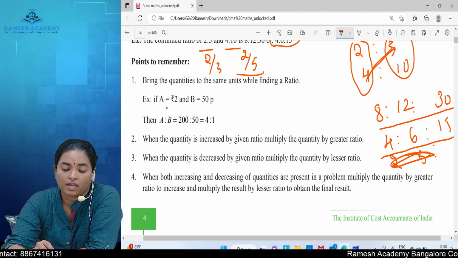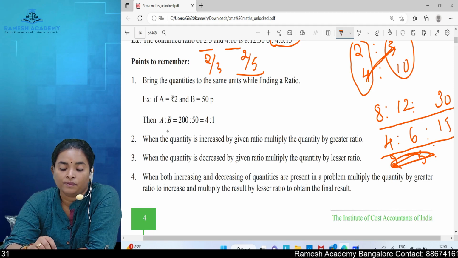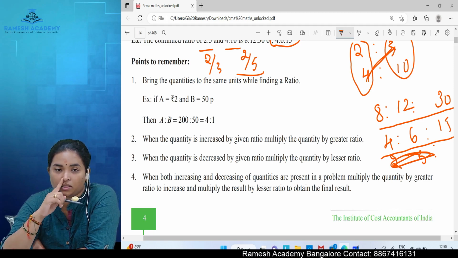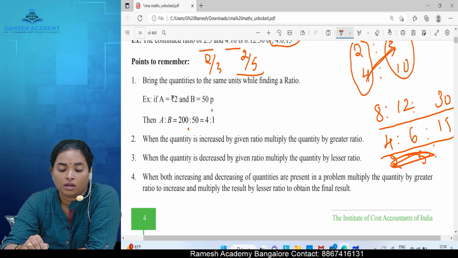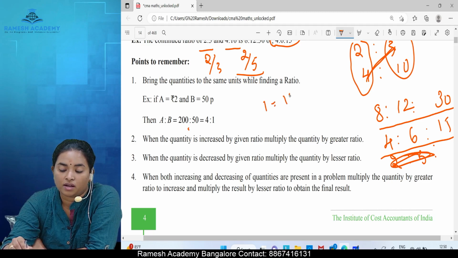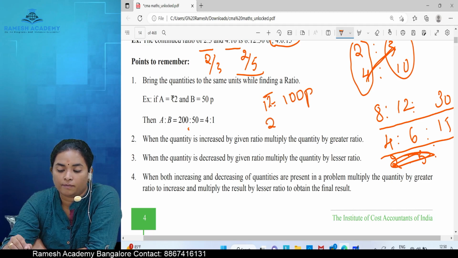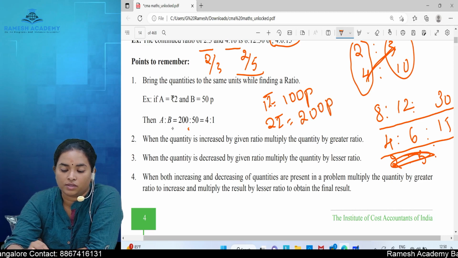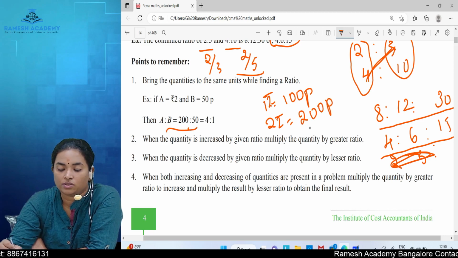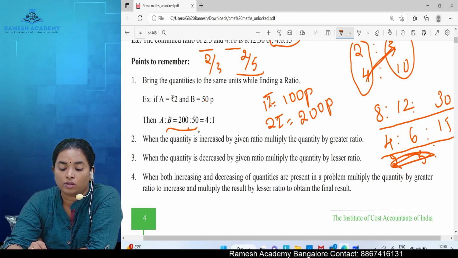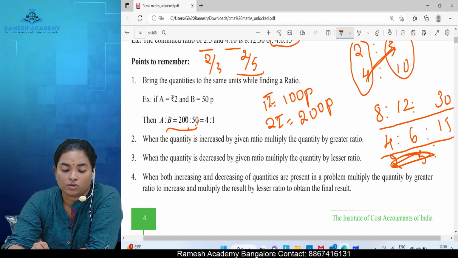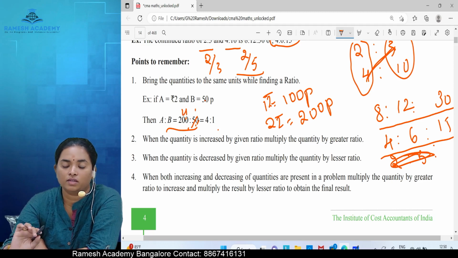If A is equal to 2 rupees and B is equal to 50 paise, I want to convert A to paise. So 1 rupee is 100 paise, so 2 rupees is how many paise? 200 paise. That is what they meant. So they converted it to the same units and then put 50, and then you divide: 200 to 50, remove the zeros, 5 ones are 5, 5 fours are 20, so 4:1. Division is more important.